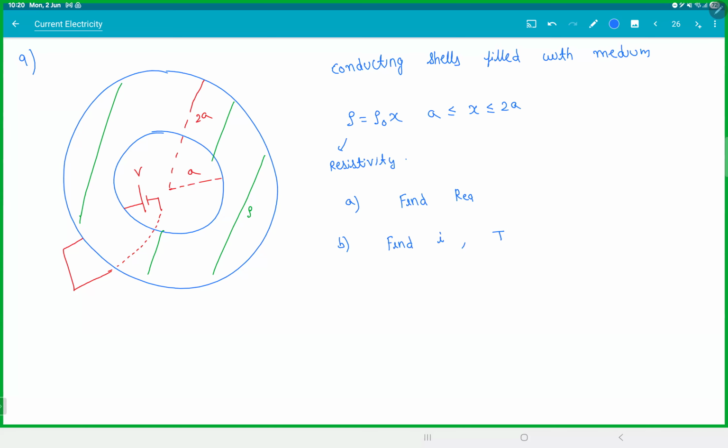Find current. Find current density as a function of X. Find the electric field as a function of X. Find heat per second per unit volume as a function of X. Find potential as a function of X.